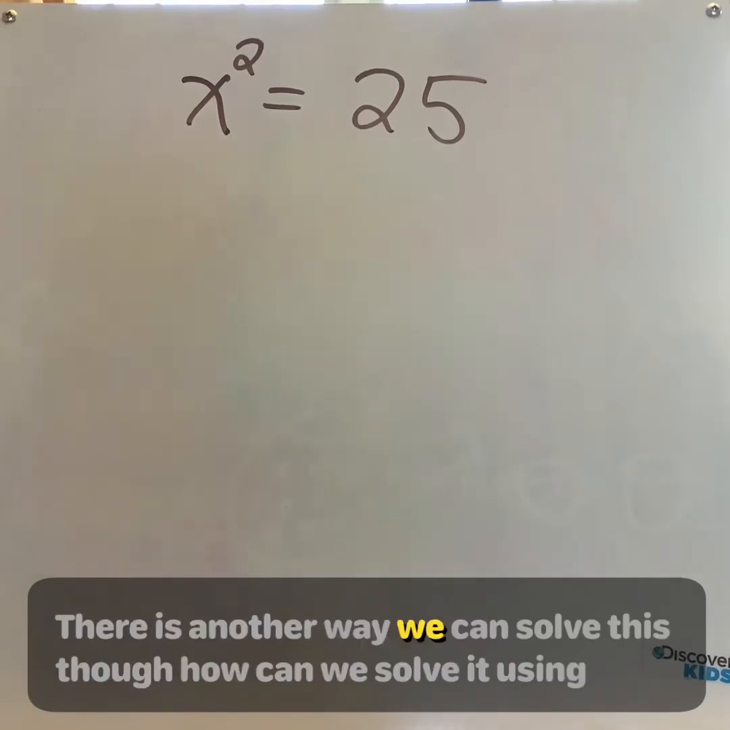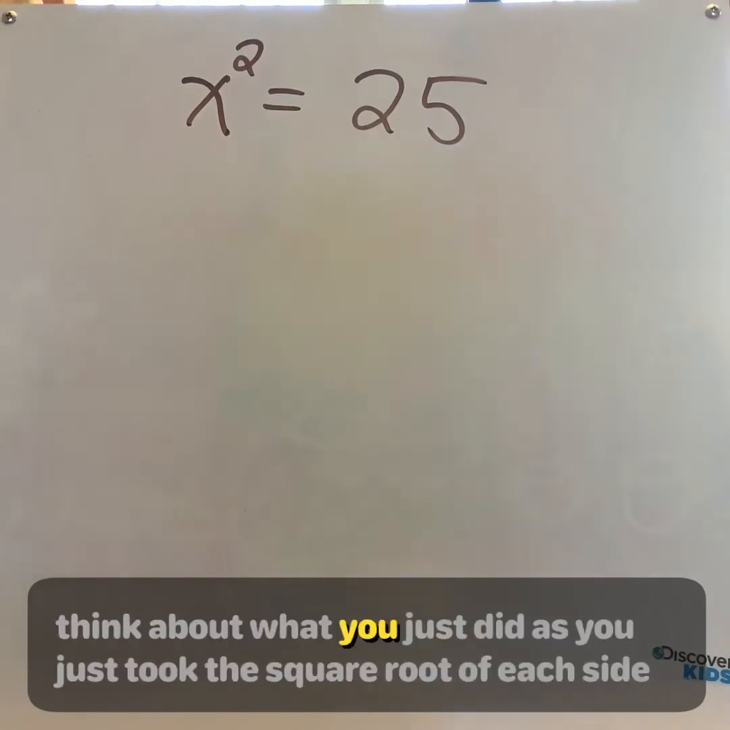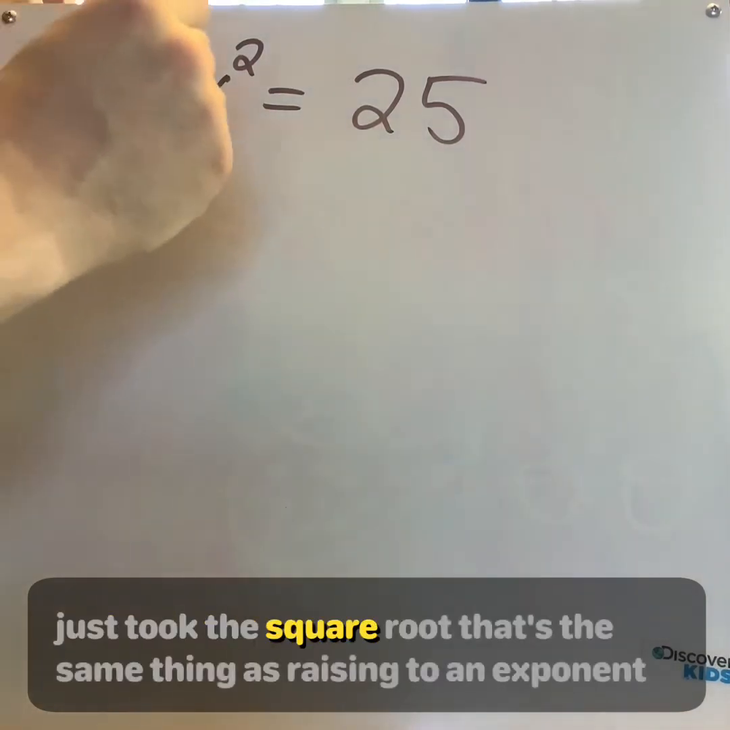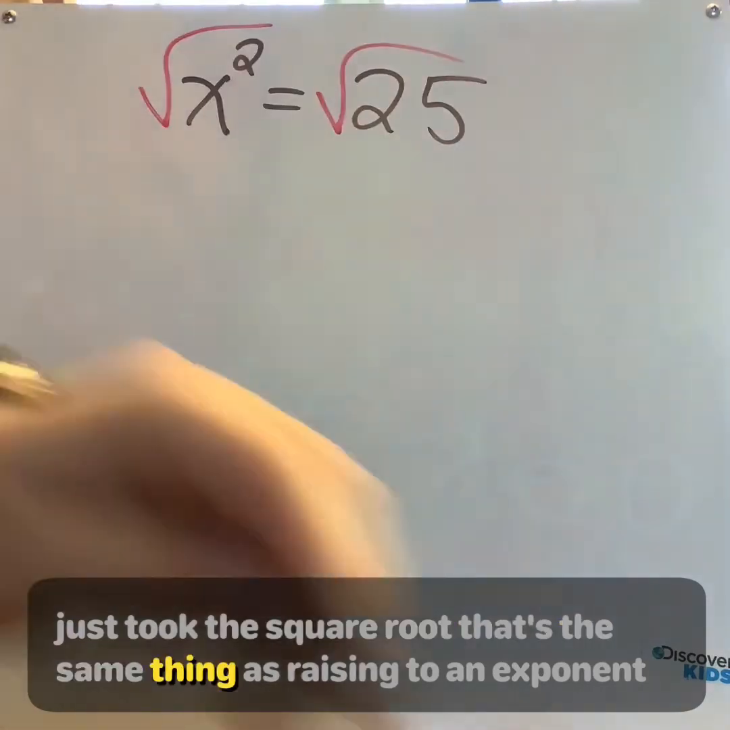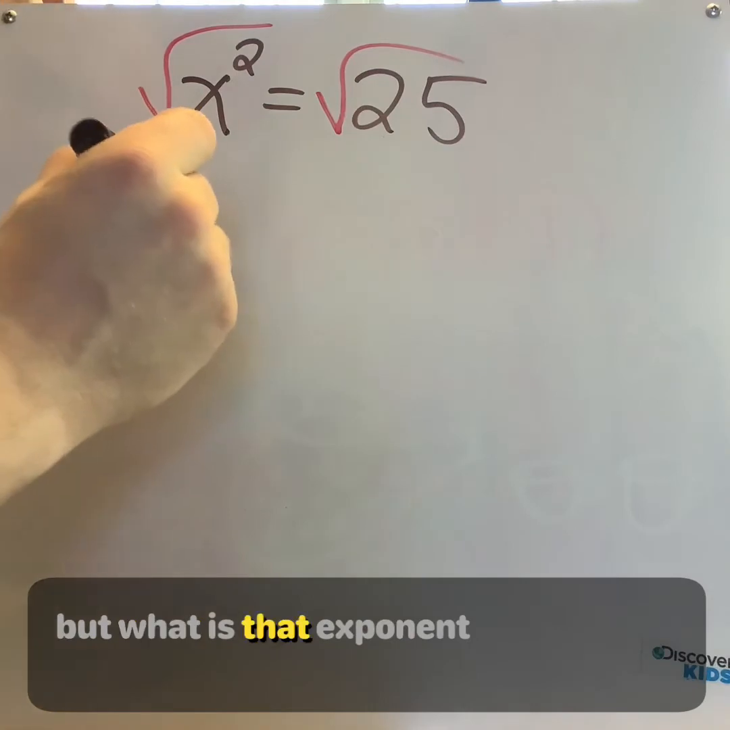There is another way we can solve this, though. How can we solve it using exponents? Well, think about what you just did. You just took the square root of each side. And we know that taking the square root of something is the same thing as raising to an exponent. But what is that exponent?